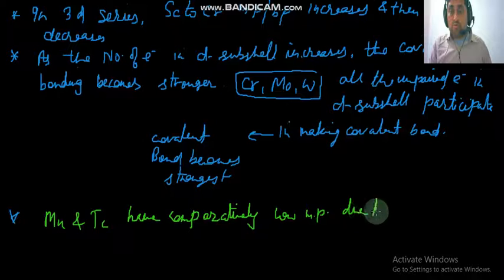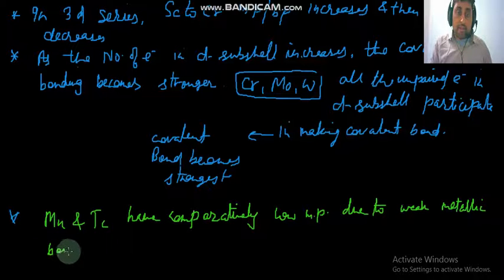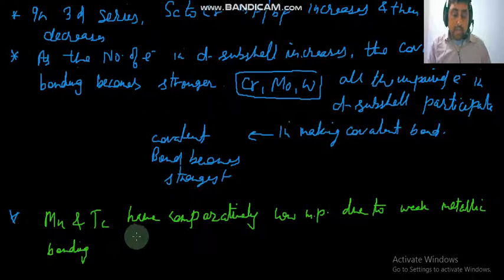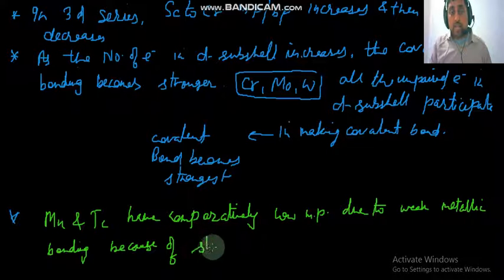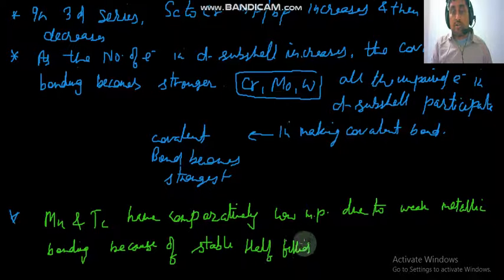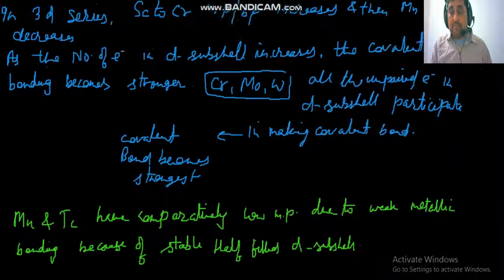due to weak metallic bonding, because of the stable, exactly half-filled d subshell. Now this is apparent from the diagram.